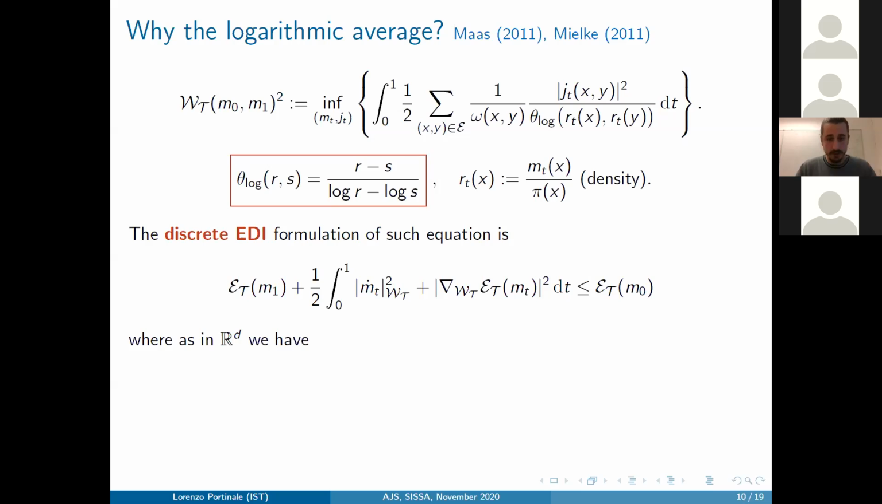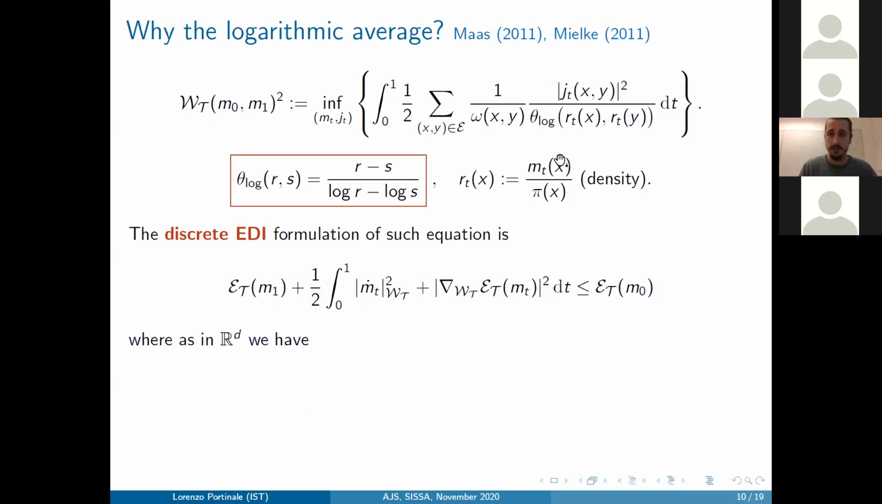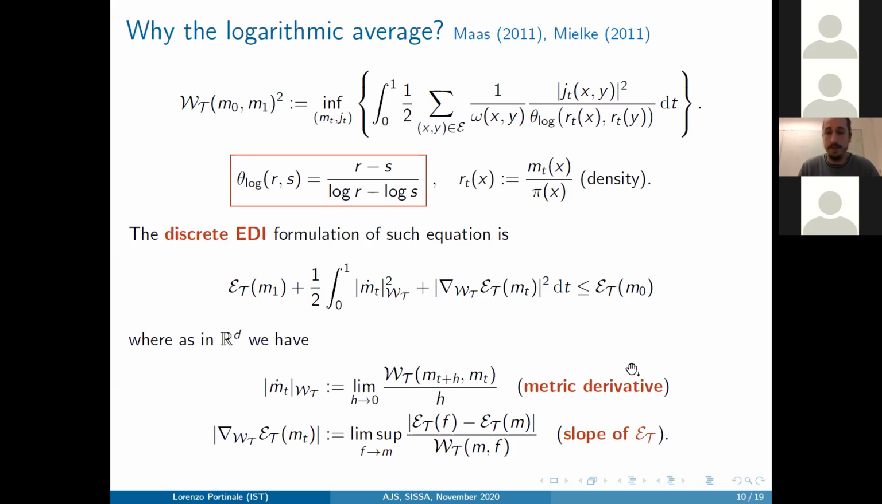Of course, in the same way as in the infinite dimensional continuous setting, we can also rewrite this equation using the EDI formulation. So this equation, with this particular choice of the logarithmic average, can be equivalently recast as solution of this energy dissipation inequality, where everything is now discrete. So this is a discrete entropy, and these are simply the discrete slope and metric derivative in the same way we defined them in the continuous case. To be clear, I wrote gradient here because I want to stress that we are in fact in a finite dimensional setting, so the slope is a bit of an overkill, in the sense one can really talk about the gradient, and this is exactly the modulus of the gradient. But for the sake of coherence, we stick to this definition as in the continuous setting.